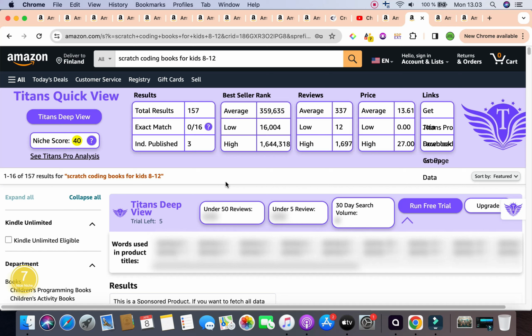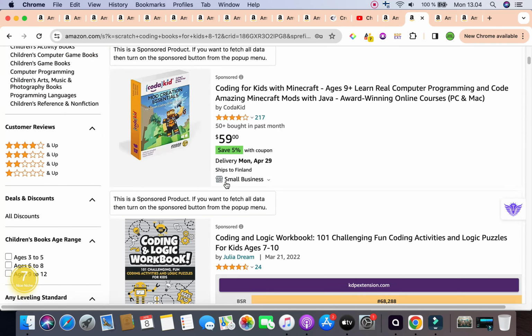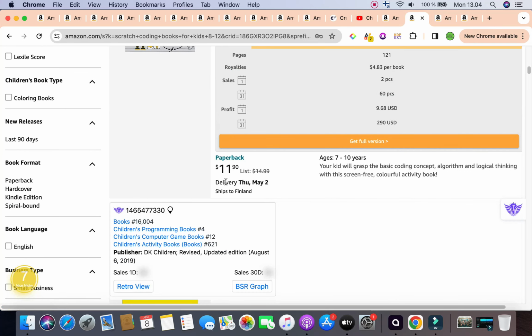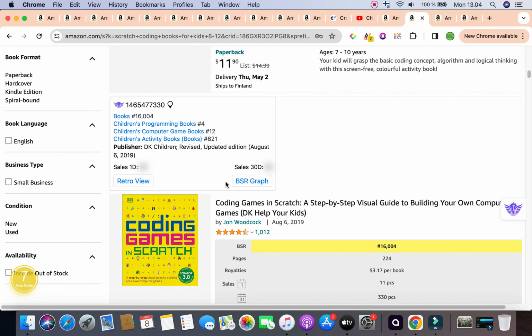So the niche score for that is 40 by Titans, and the Amazon Scout Pro has given us a number 7, and the total results is 157, which is below 1,000. The average bestseller rank is below 400,000, and it's sitting at 359,635. Average reviews are 337. Average price is $13.61. Great keyword right over here, and there are a lot of really good books that are ranking quite well.